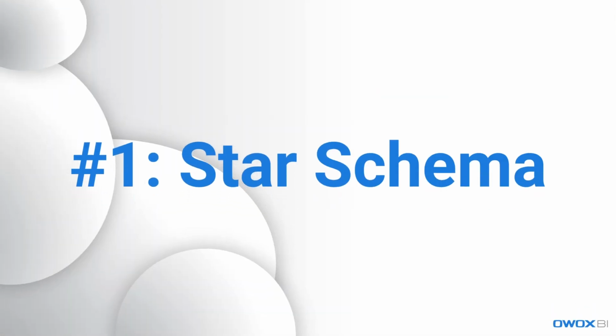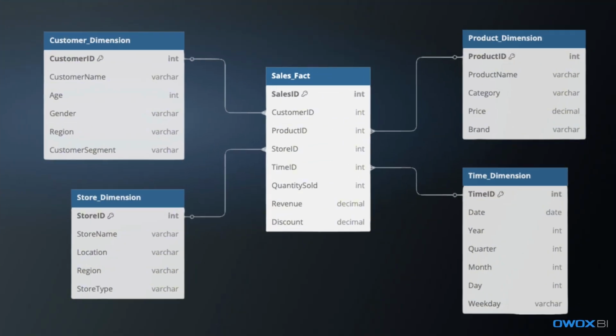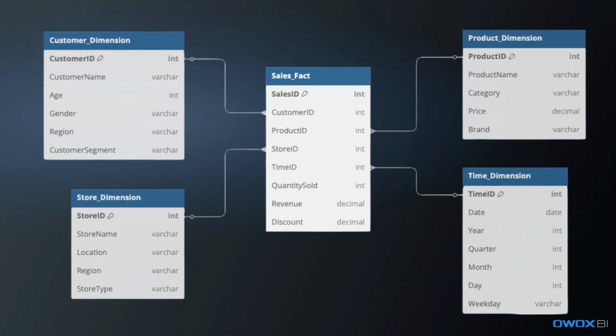When you're building your dimensional data model, there are a few design patterns you can consider. Let's go over some of the most common ones. Number one, star schema. The star schema is a simple and widely used design. In this setup, there is a central fact table that is linked to several dimension tables. It is similar to a star. The fact table is in the middle, and the dimension tables extend outwards from it.